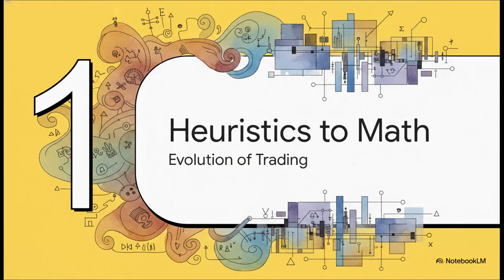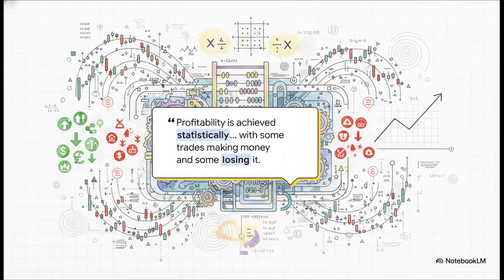Let's go. Section 1. From Heuristics to Mathematics, the Evolution of Quantitative Trading. I absolutely love this quote from our source material because it shatters a very, very common myth. It says, profitability is typically not achieved by buying low and selling high each stock, but statistically, across all stocks, with some trades making money and some losing it.